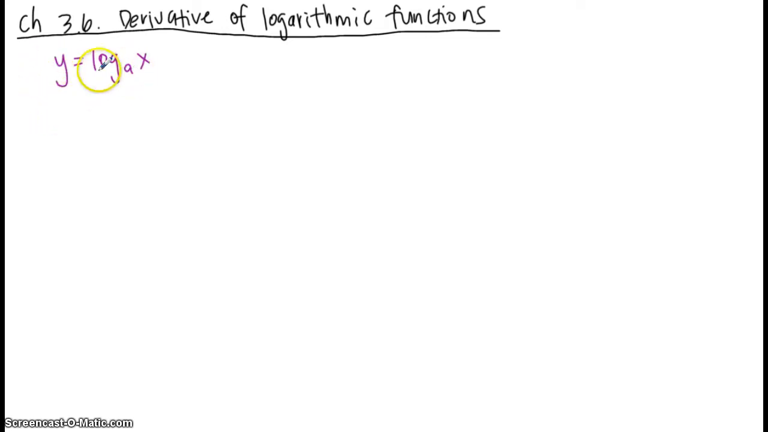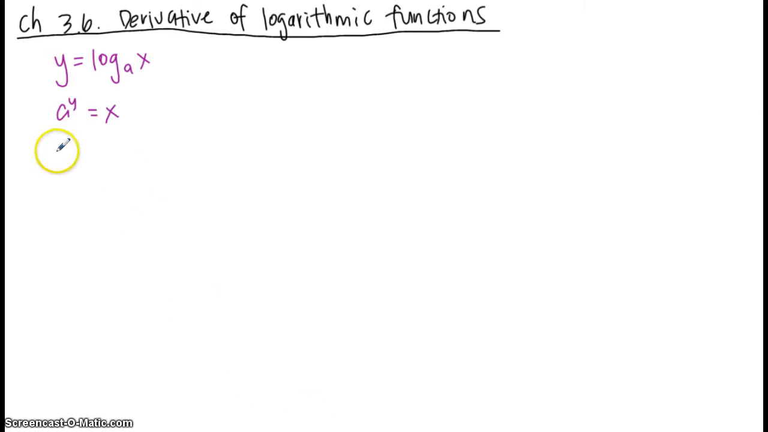I'm going to write a to the y is equal to x. And then, of course, I'm going to find the derivative of this. It's implicit differentiation, is what I know now. I can actually take the derivative of this and the derivative of this with respect to x.